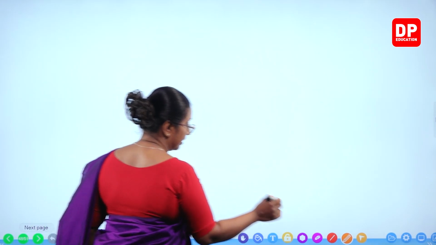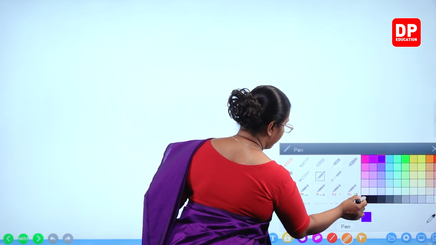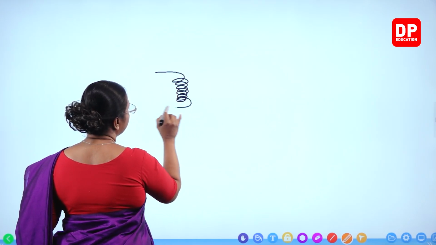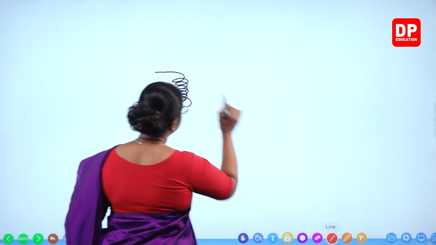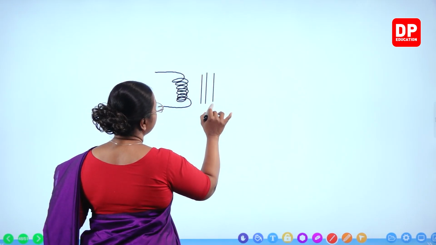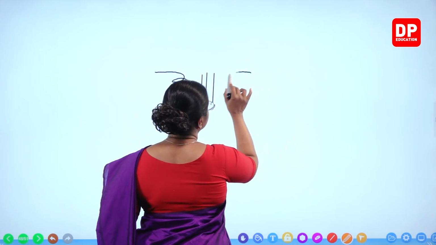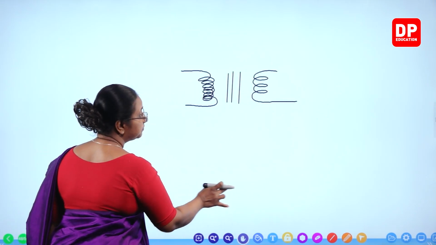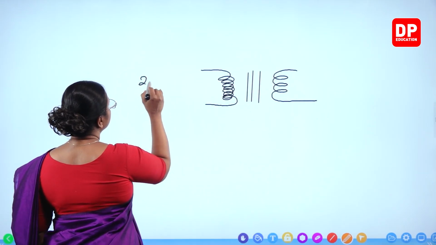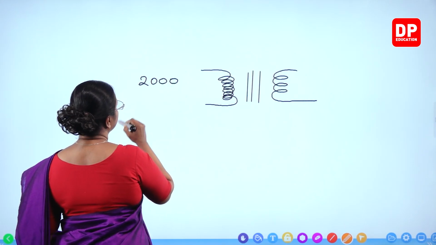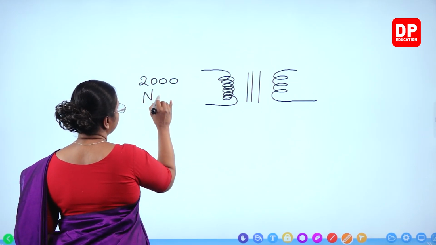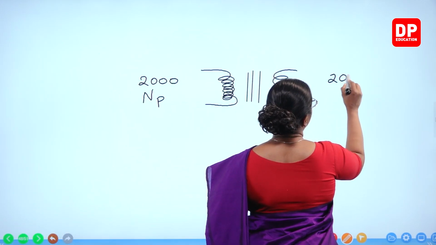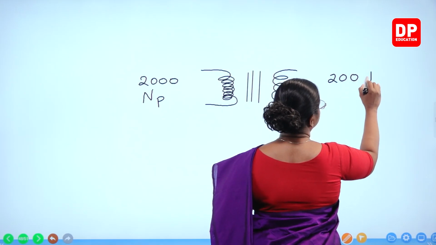So here, if we consider a step-down transformer, now you can remember, students, step-down transformer, there are more turns in the primary coil, whereas in the secondary coil, there are less turns. So let's say there are 2000 turns in the primary coil, that is N primary, and in the secondary coil there is 200 turns.